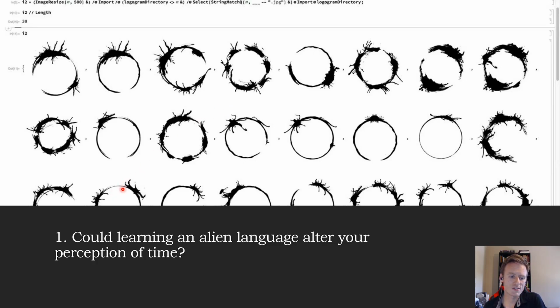So one question that we want to address today is, could learning an alien language alter your perception of time? The heptapods, the aliens in Arrival, have a very complicated looking language. And in fact, when you first see it, you're kind of skeptical that it's even a language. It just looks like an ink blot. Or it almost looks like when a squid ejects ink, that's what this looks like. But it turns out that this is a very complicated system of communication that is linguistic.